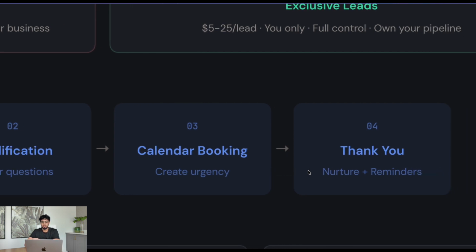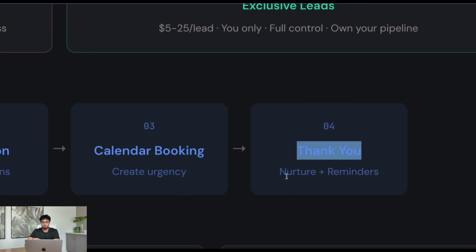After they book on your calendar, they need to have a thank you page with nurture and reminders. What that means is testimonials, case studies, references, anything that will further push them to work with you and understand why it is important to get life insurance. And reminders as well, which we'll go into when we go into systems to make sure that they're actually showing up to their appointment, they're actually opening up to you, and they're actually expecting your call, and they understand what they opted into.